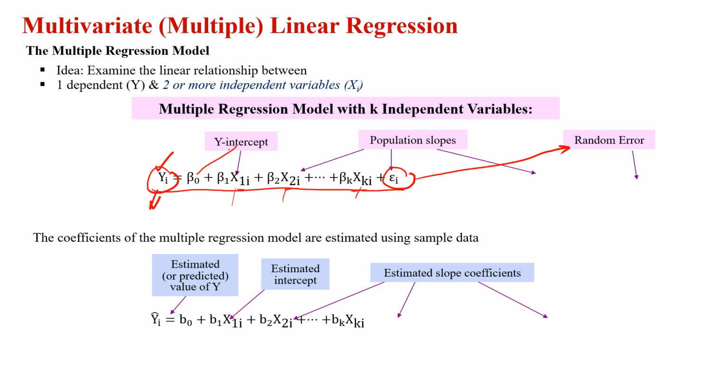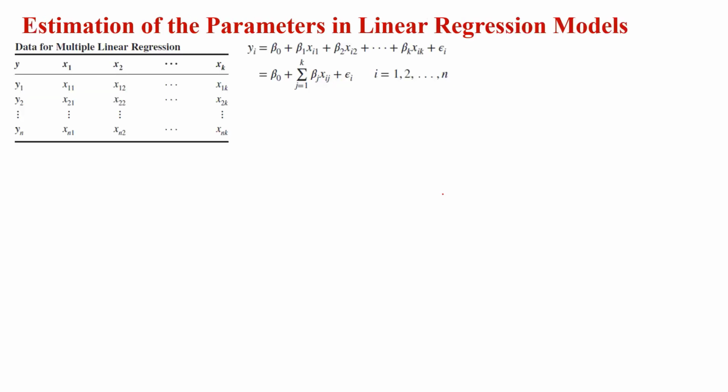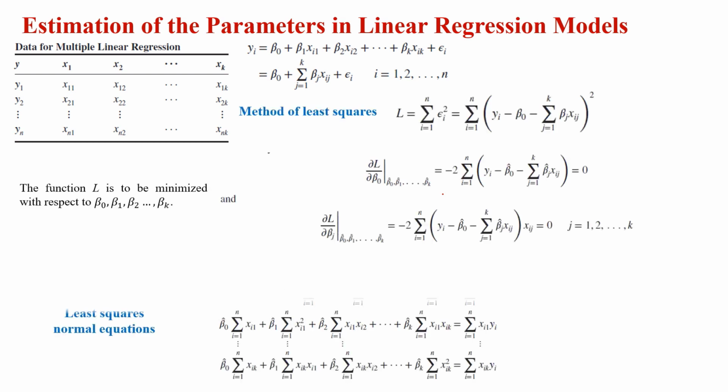So remember that this is the y-intercept, and these beta 1, beta 2, up to beta k are the population slopes. This is your random error, and once we have estimated those parameters, we can represent them with beta naught, b1, b2 up to bk, or we can represent them with beta naught as an estimated value, beta 1 as an estimated value, and so on. Okay, now the question is how we can do this. So we want to estimate the parameters beta naught, beta 1, beta 2 up to beta k.